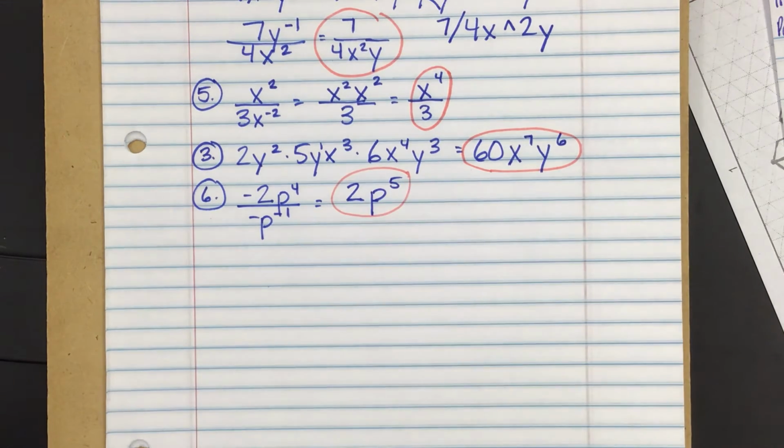Trent. 14 and 16. Let's take a look at 14 first. Ooh, 14's a good one.